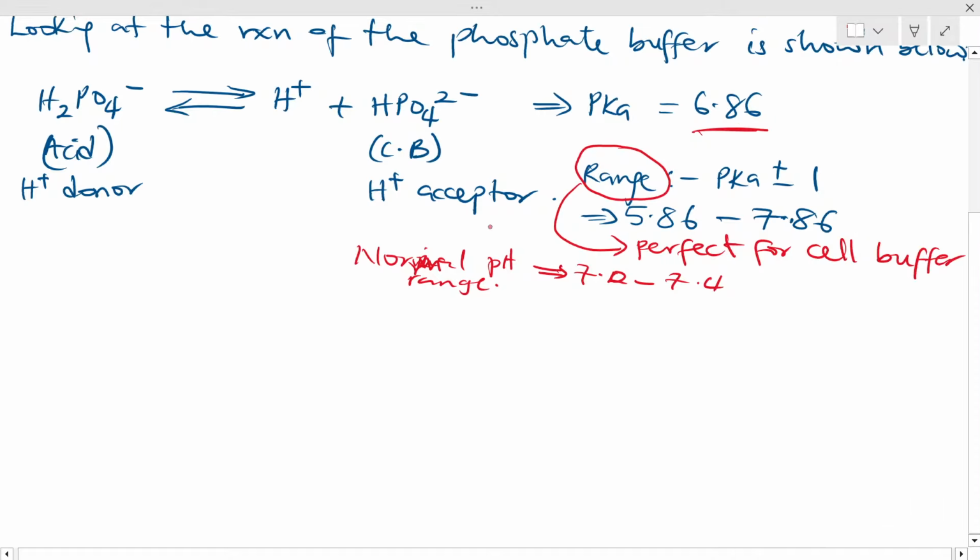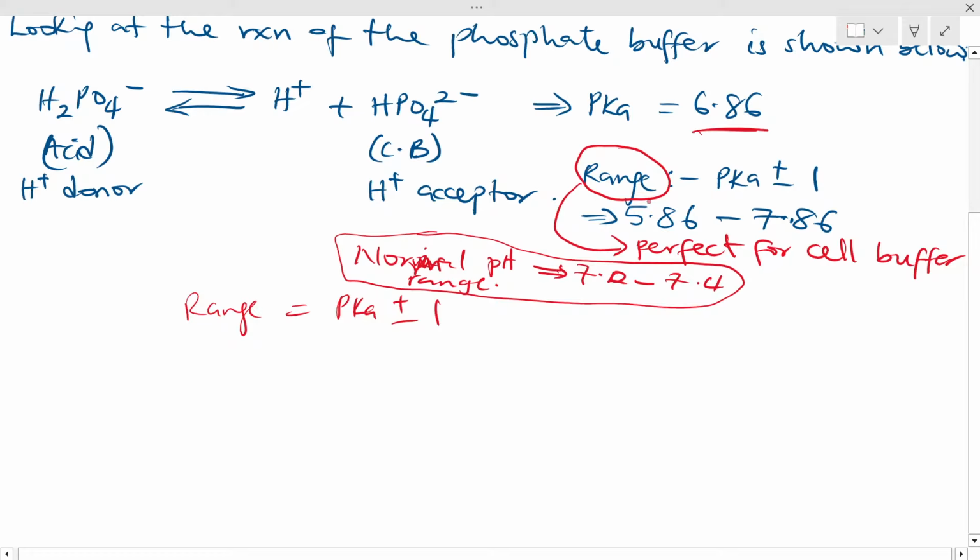6.86. Now if they ask you what is the buffering range of this buffer, the range will simply mean pKa plus or minus 1, as seen in this case. And when you apply this to the pKa, the range is usually from the low to the what? High. So your normal range of a phosphate buffer normally is this.